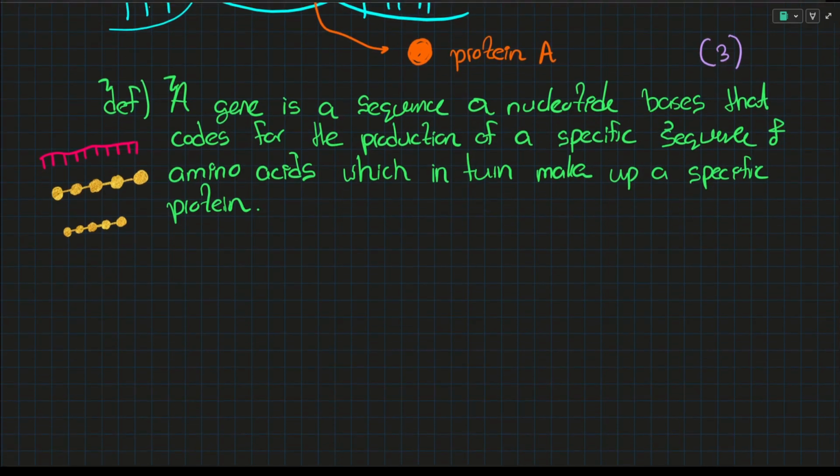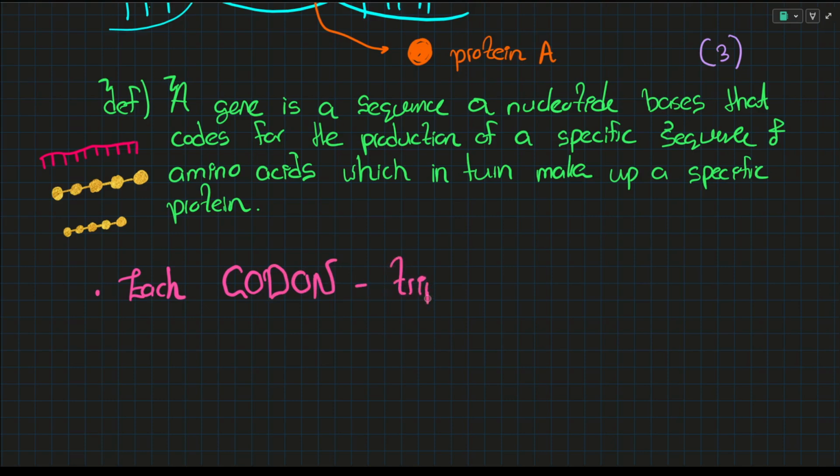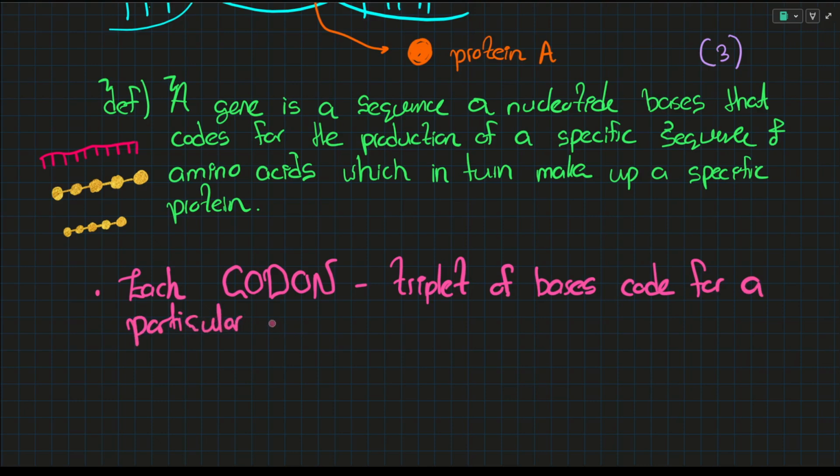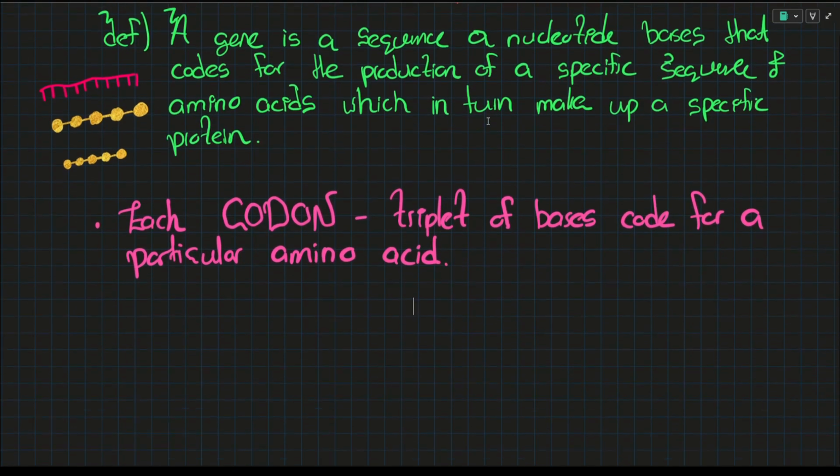In the world of a gene, we have something called a codon. Now I'm going to write down a specific point. Each codon, C-O-D-O-N. A codon is a triplet of bases that code for a particular amino acid. What would that look like?